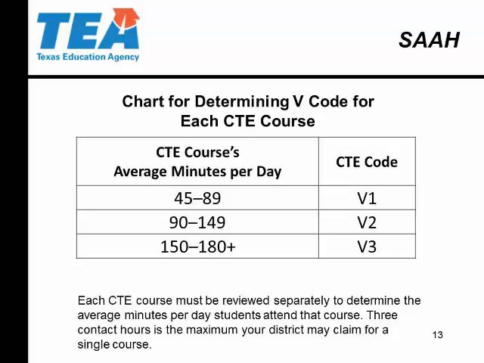If you have a student that is taking 3 45-minute classes, that's V1 plus V1 plus V1 equals V3, they would be coded a V3.